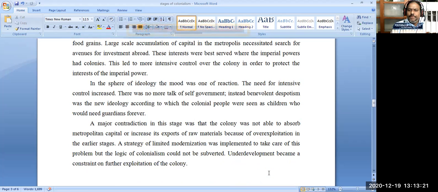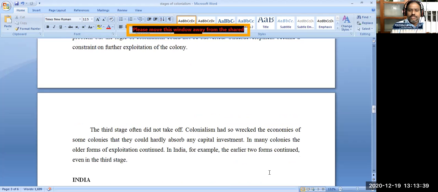A strategy of limited modernization was implemented to take care of this problem, but the logic of colonialism would not be subverted. Underdevelopment became a constraint on further exploitation of the colony. The take-off stage often did not take off. Colonialism had so wrecked the economies of some colonies that they could hardly absorb any capital investment. In many colonies, the older forms of exploitation continued. In India, for example, the earlier two forms continued even in the third stage.